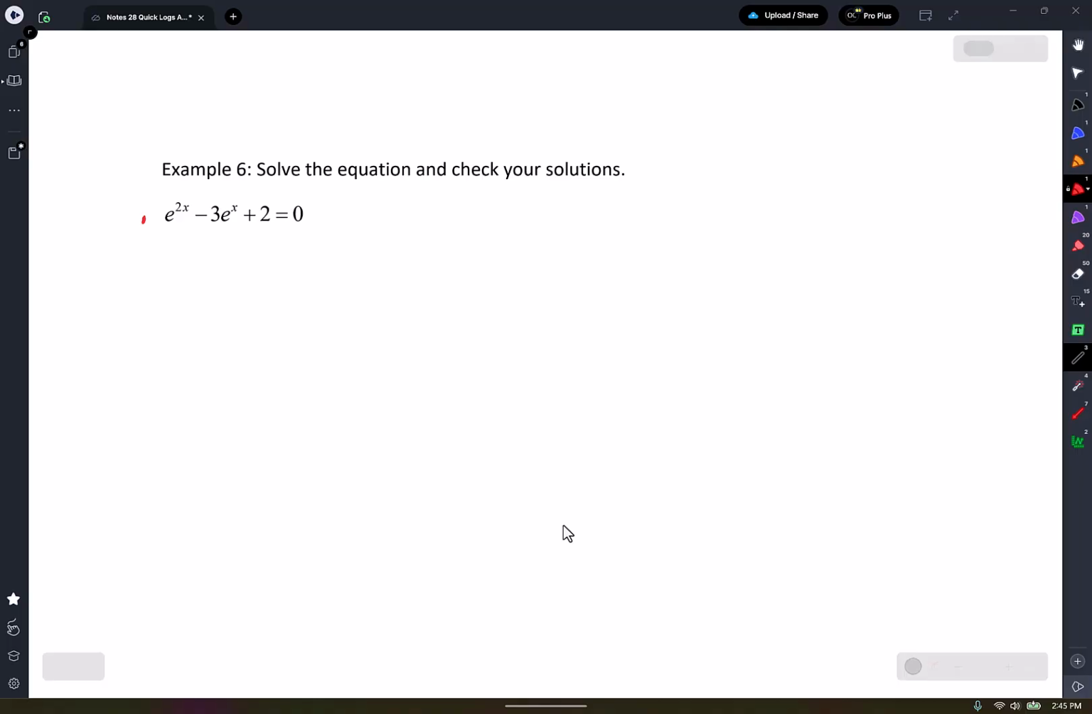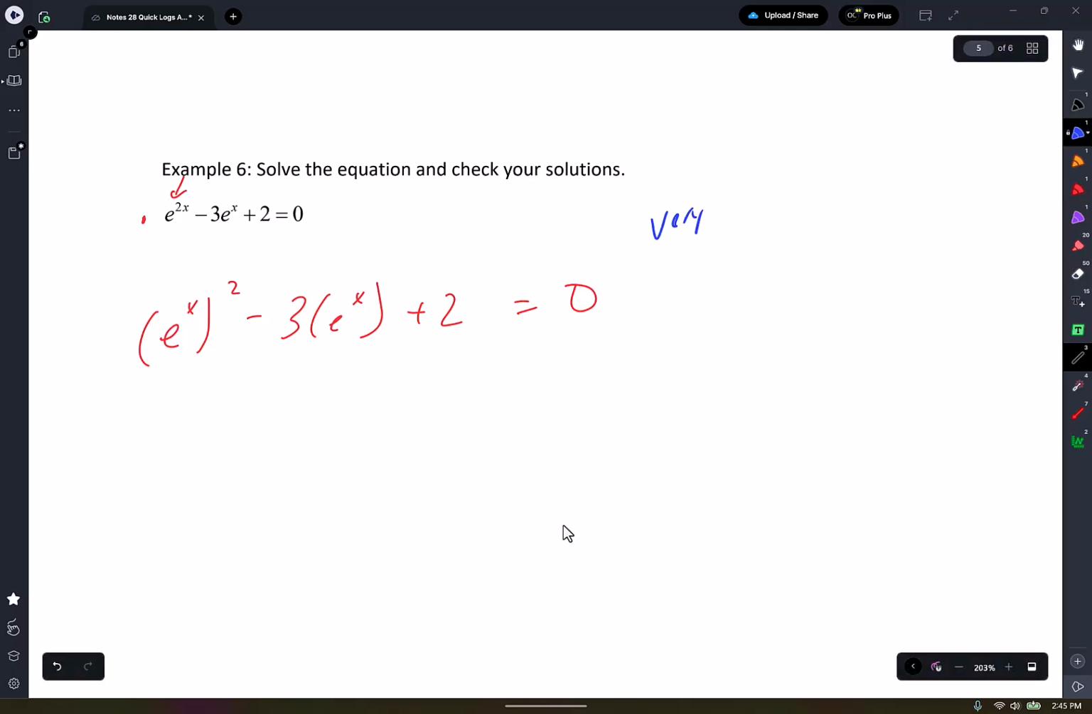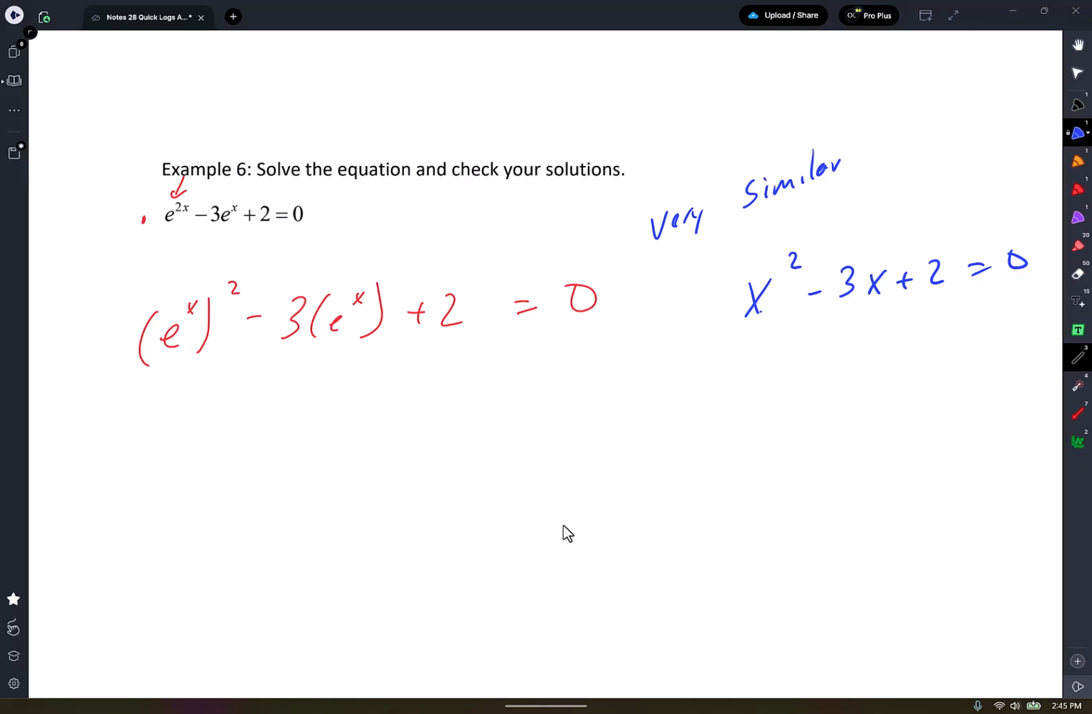All right. Do you recognize this? Does that look like something? Let me rewrite it. You see how there's a 2 there? So I'm going to rewrite it. (e^x)^2 minus 3e^x plus 2 equals 0. Doesn't that look very similar to x squared minus 3x plus 2 equals 0?